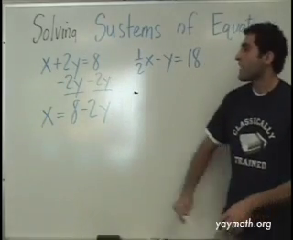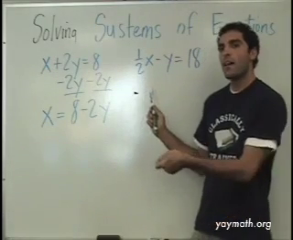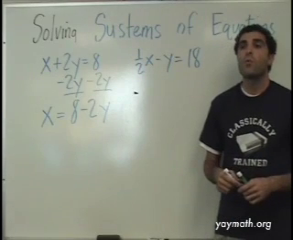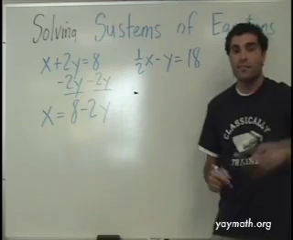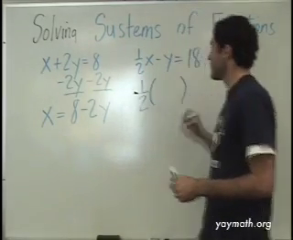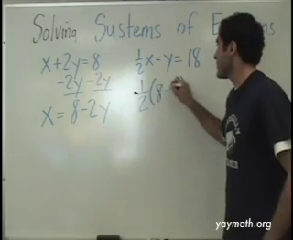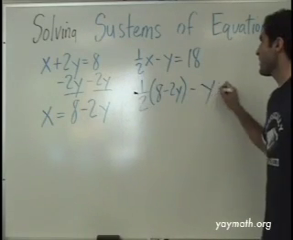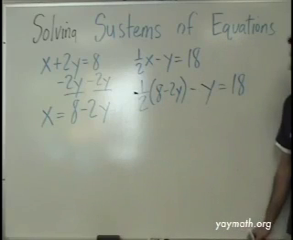So we have this variable isolated, and now we plug it in here. So what will we write? 1/2, and then parentheses, 8 minus 2y, and then minus y equals 18. Very nice.